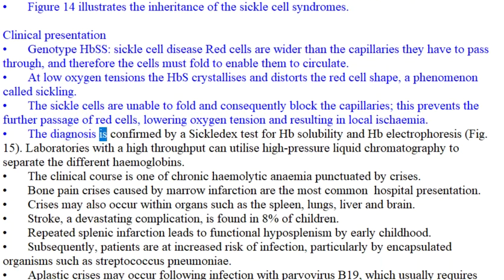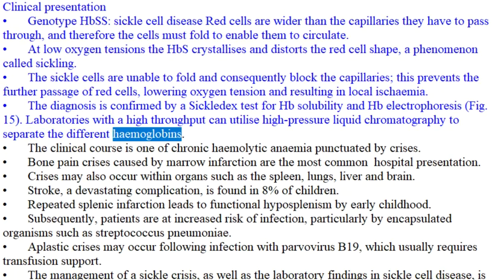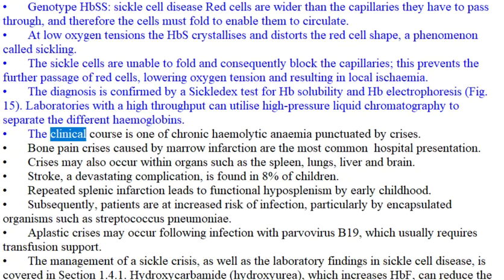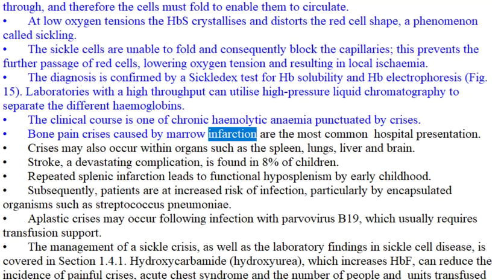The diagnosis is confirmed by a SickleDex test for Hb solubility and Hb electrophoresis, Fig 15. Laboratories with a high throughput can utilize high-pressure liquid chromatography to separate the different hemoglobins. The clinical course is one of chronic hemolytic anemia punctuated by crises. Bone pain crises caused by marrow infarction are the most common hospital presentation.